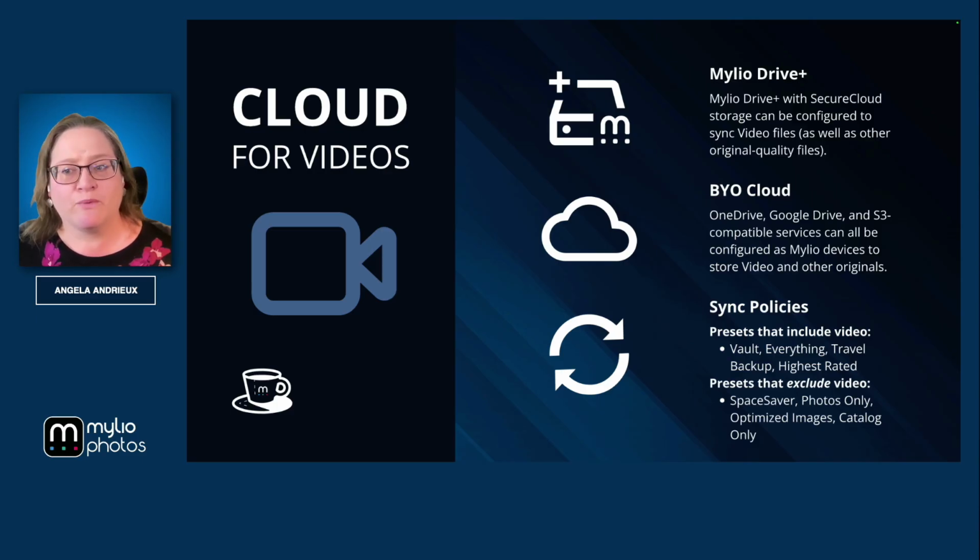You also have the option of bringing your own cloud. Mylio supports Microsoft OneDrive, Google Drive, and pretty much every S3 compatible service out there. So we're talking Backblaze B2, Amazon AWS, Wasabi, and I think iDrive E2, and there's a whole bunch of them out there. Any S3 compatible cloud storage can be used with Mylio. And again, this is a way to have all of your files, not just videos, available in the cloud at full resolution. So that way you don't have to carry an SSD drive with you. You don't have to carry your vault with you. You can have the cloud available for those things that are really important.